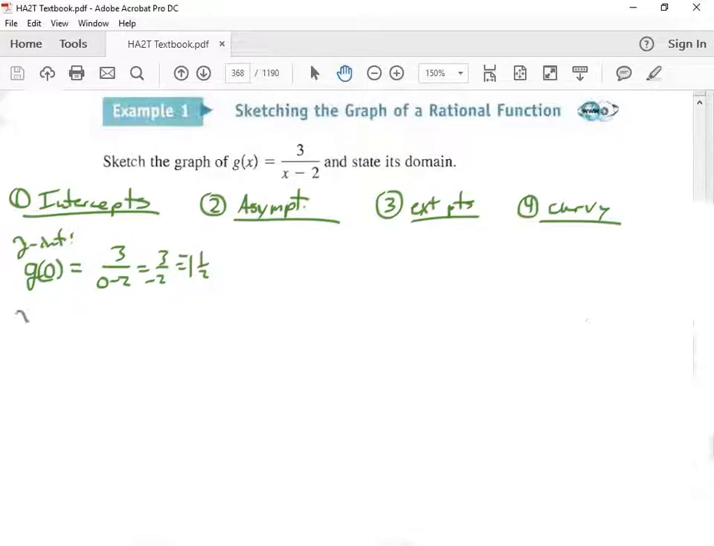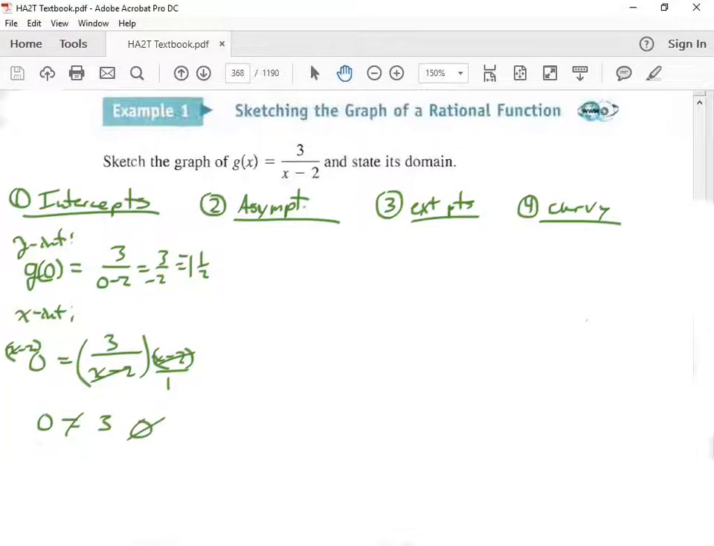Okay, next we're going to do our x-intercept, and to find our x-intercept, we're going to set the whole function equal to 0, so take out g of x and put in 0, because g of x is your y value, and we want the y value equaling 0. We have 3 over x minus 2, and to get rid of that denominator, we would multiply both sides by x minus 2, but see when that happens, the x minus 2's cancel out right here, and then when I multiply the other side by x minus 2, we get 0. So we get 0 equals 3, which means that we have no x-intercepts.